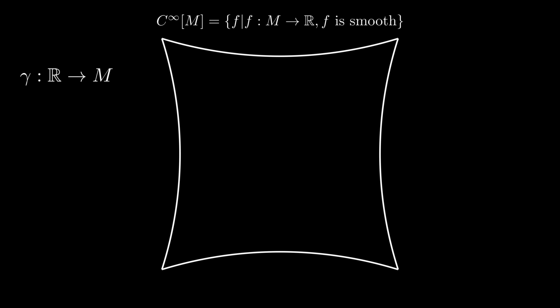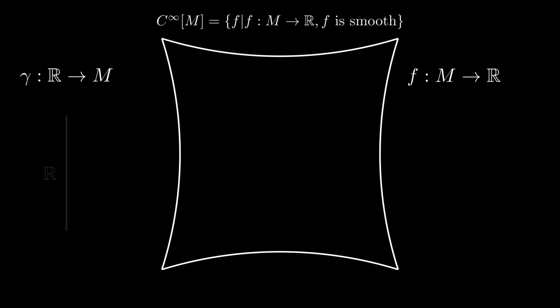Mathematicians use a trick. They make a set called C infinity of M, whose elements are functions that map from M to R and are smooth. So let's place gamma R to M on the left side and pick some arbitrary smooth function f M to R on the right side.